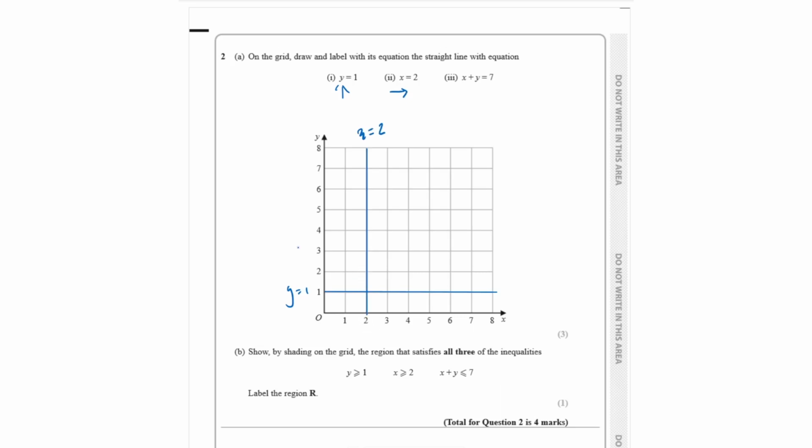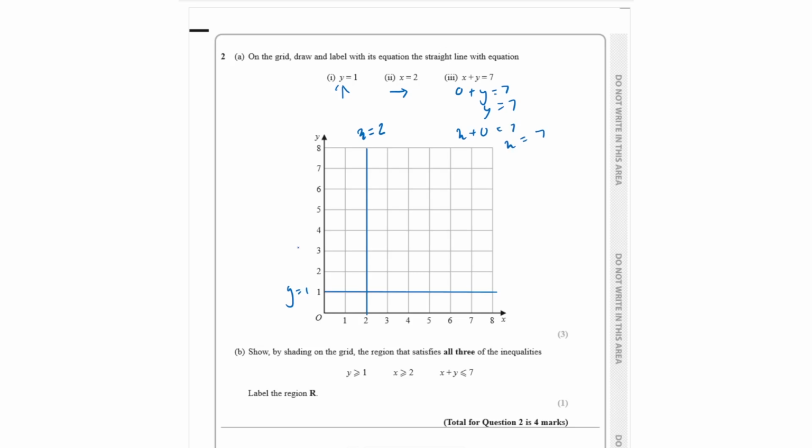When we have an equation like x plus y is equal to 7, we simply substitute one of the values as 0 and find the other value. Let's say x is equal to 0, then y is just simply equal to 7. When y is equal to 0, then x is equal to 7.